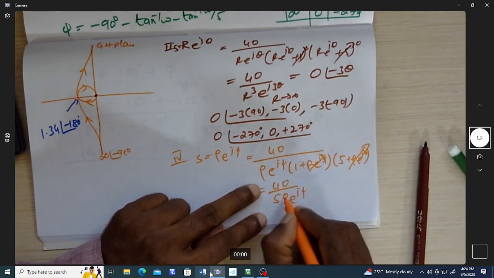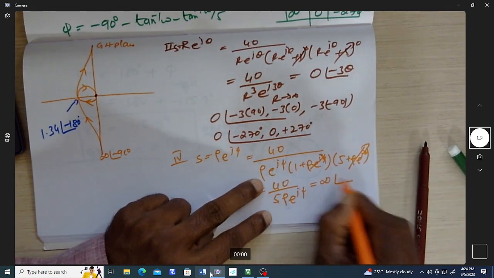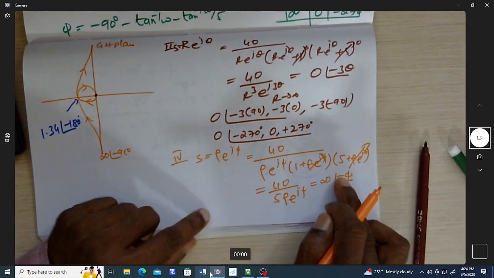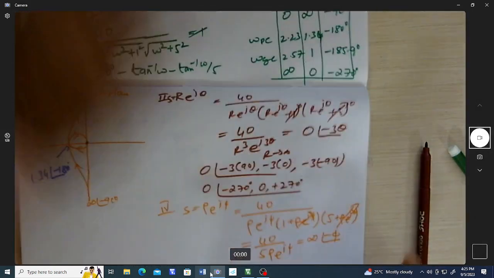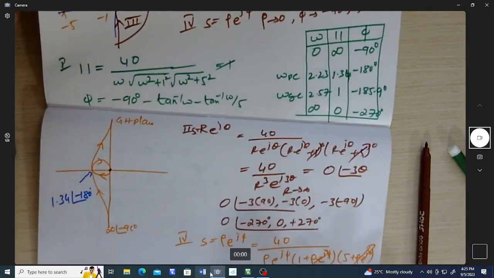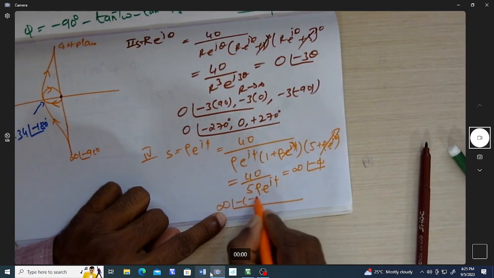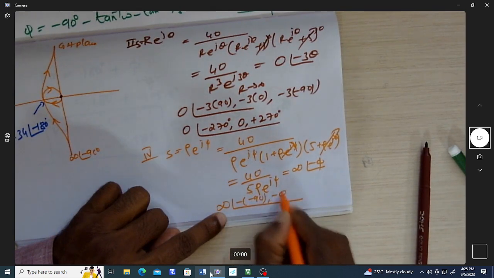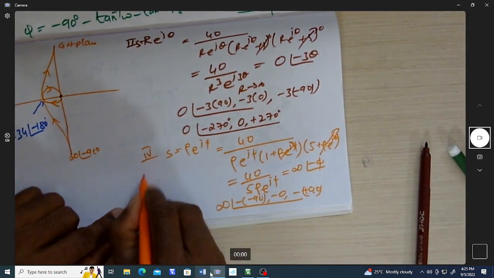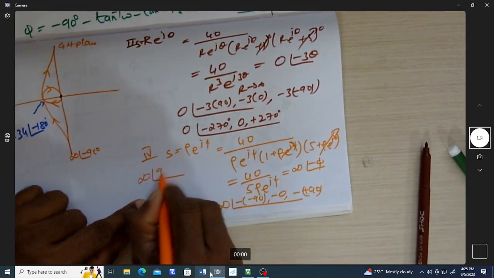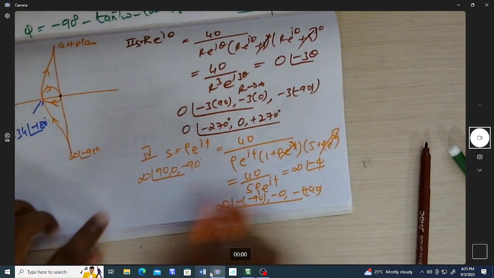When it comes to multiplication, 0 matters most, so it is now infinite at an angle minus φ. Now substitute this φ variation from minus 90, 0, plus 90, so this will become minus of minus 90, which is plus 90. So it is infinite at an angle minus of minus 90, minus of 0, minus of plus 90. So this is finally infinite at an angle 90, 0, minus 90. So this is how it goes.